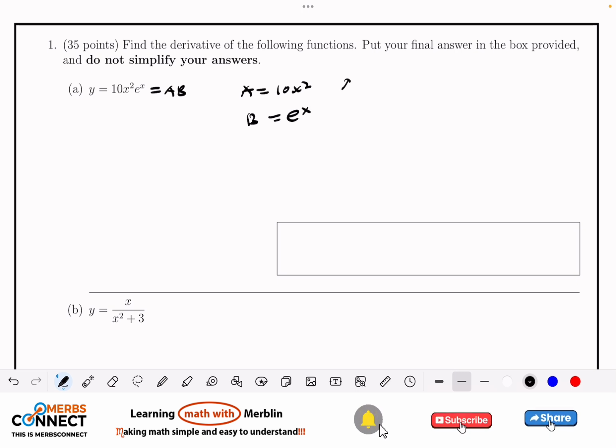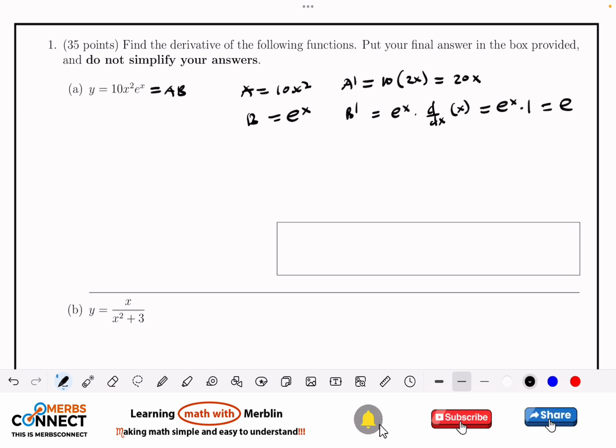e^x. Now what is A prime? When I differentiate, I factor 10 out, and differentiating x squared gives 2x, so A prime is 20x. Then what is B prime? We said when differentiating an exponential function, maintain the function, then differentiate the power. The power is x, which gives e^x times 1, the same as e^x. Now, what is the product rule? Y prime should be A B prime plus B A prime.